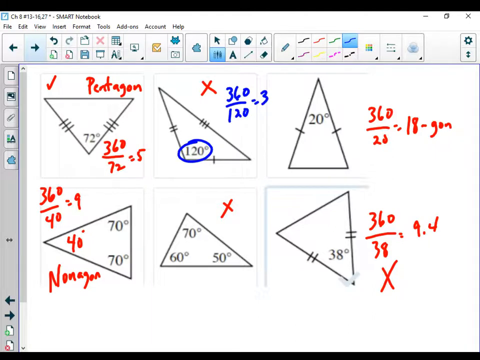However, since it wasn't isosceles, that means that I'm going to have some overlap. I'm going to have some of the pieces that hang out over the edge. Okay, so if I want to make sure it's convex, I have to have both those two things. Got to have that angle in the middle that I can divide into 360, and I've got to have an isosceles triangle.